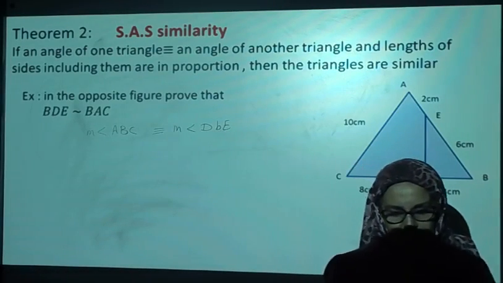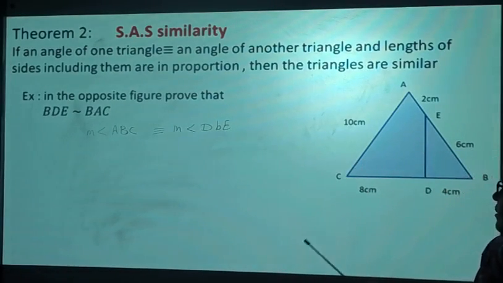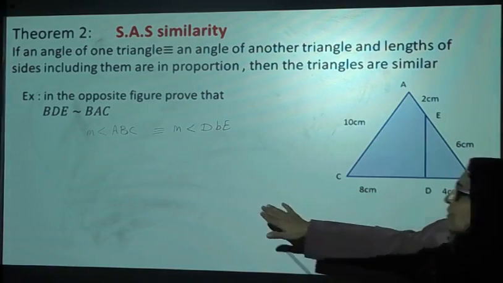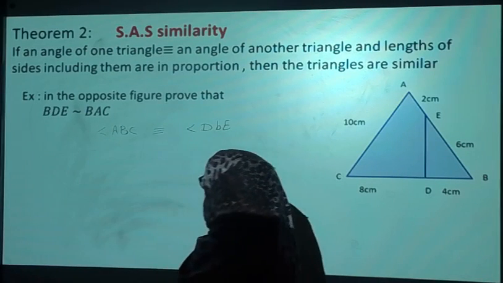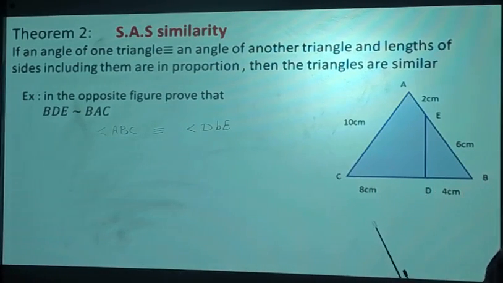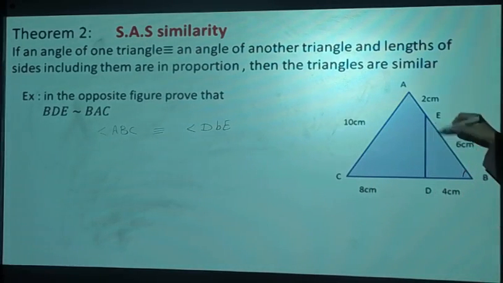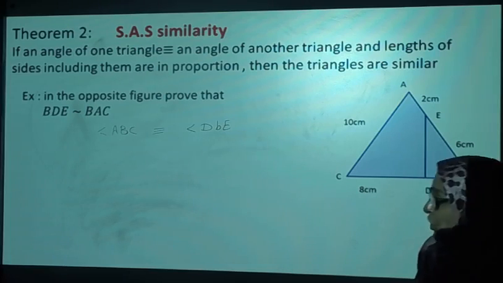Now, these two angles are congruent. This angle is common in the first triangle and in the second triangle. Okay, let's start by finding the proportion of the sides.